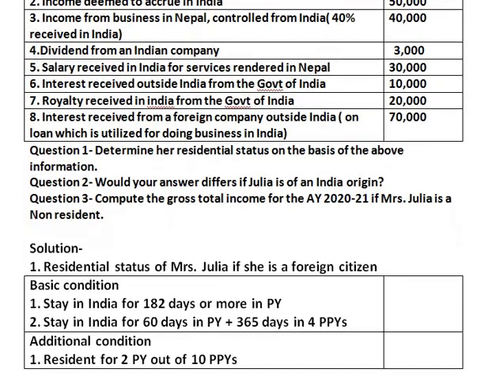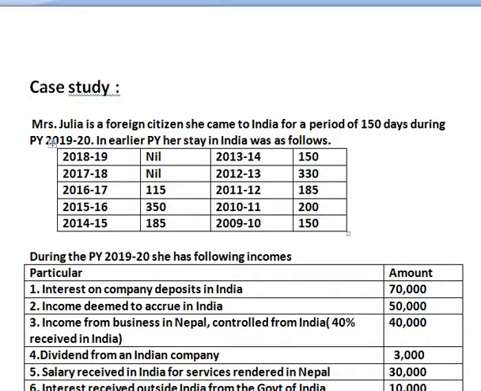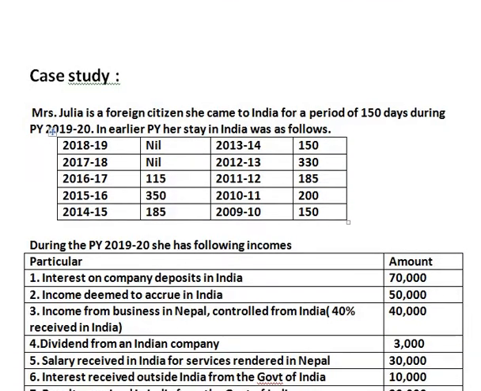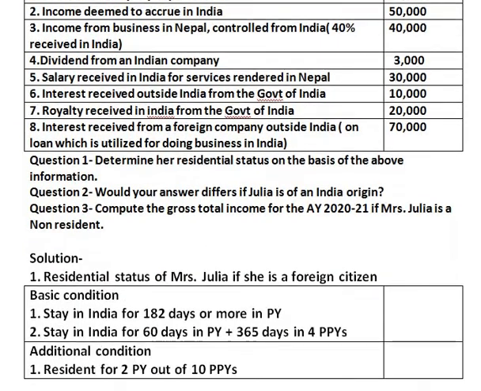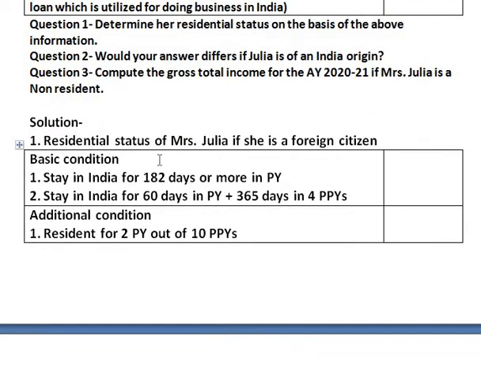Let us solve the first one. First case is the residential status of Mrs. Julia if she is a foreign citizen. To check the residential status of any individual, we have to check basic as well as additional conditions. We have 2 basic conditions and 2 additional conditions. First basic condition is stay in India for 182 days or more in the previous year.